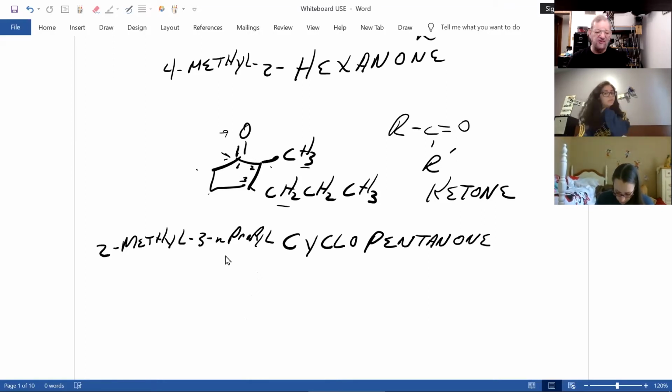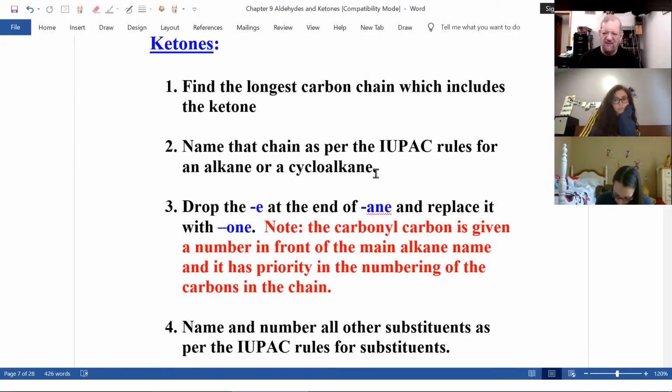Now, on a test, if you put 3-n-propyl first and then 2-methyl, I would give you full credit because I'm not holding you to the IUPAC alphabetical rules, but I hold myself to those rules because at my level, I'm expected to get it right, and I hopefully do. All right, let's get back to our chapter.